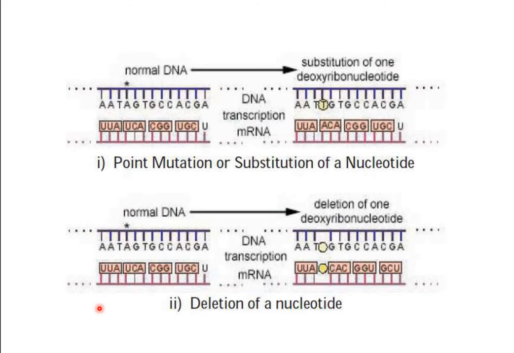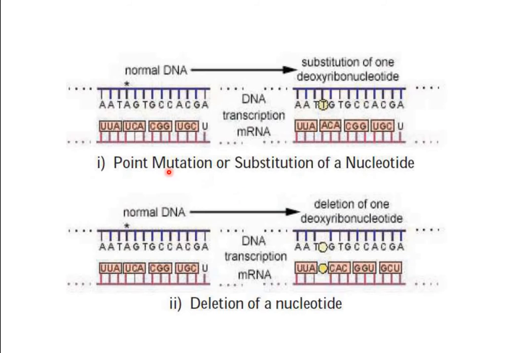Now talking about the point mutation or substitution mutation of a nucleotide. All types of point mutations occur spontaneously during the S, G1, G2 phases of the cell cycle or by the movement of transposons.